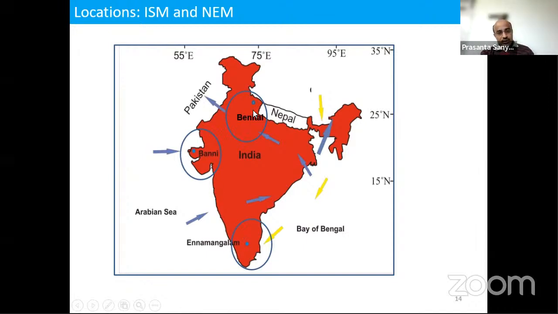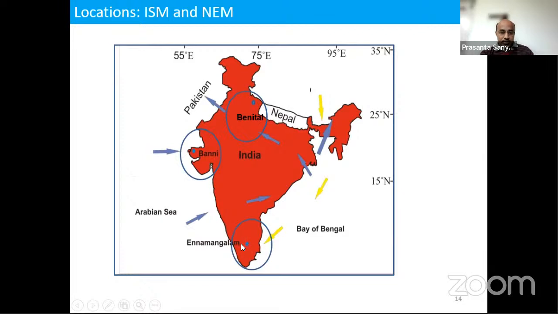These two locations, Benital and Banni, receive rainfall mostly from the Indian summer monsoon. But then why have we selected two stations? The reason is, Benital receives a very high amount of ISM rainfall, with an average of around 2,500 millimeter. But the rainfall in Banni is really very low, with annual rainfall mostly 400 to 500 millimeter. And not only in terms of amount of rain, it is different; the number of rainy days is also very low here compared to the Benital area.